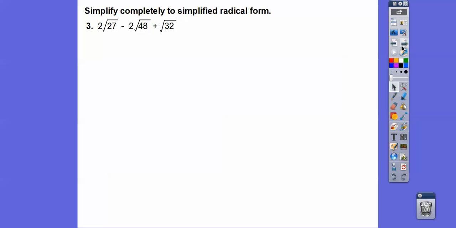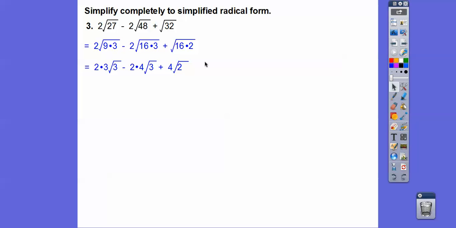Okay, all right, this guy. This is 9 times 3. Again, this is 16 times 3. This is 16 times 2. And we're using the 16 because they're perfect squares. And the 9, that's a perfect square. Square root of 9 is 3. Square root of 16 is 4.